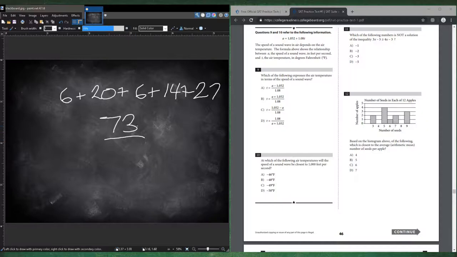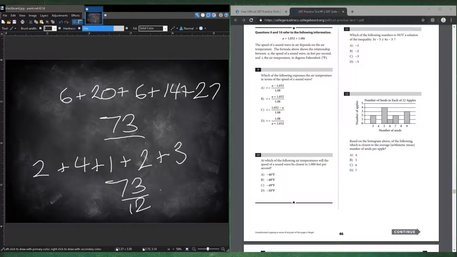So we need to find the number of apples now. So there are two apples. Then there was four apples. Then there's one. There's two. And then there's three. So that's 6, 7, 10, 12. So 73 divided by 12 would be the arithmetic mean. So I'll use your calculator for this one. 73 divided by 12, which is approximately 6. So the answer is C.